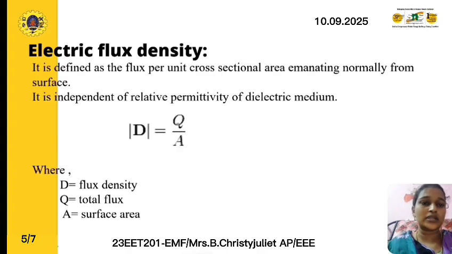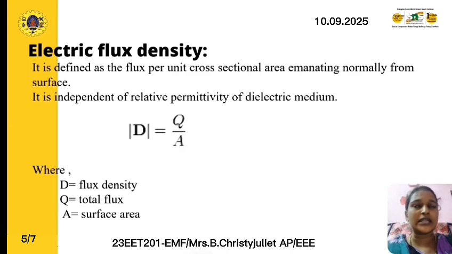Now let's see what electric flux density is. The basic fundamental element of an electric field is the lines of force, and when it is calculated for a unit area, it is termed electric flux density. So electric flux lines on a unit area is called flux density. Electric flux density is defined as the flux per unit cross-sectional area emanating normally from a surface.